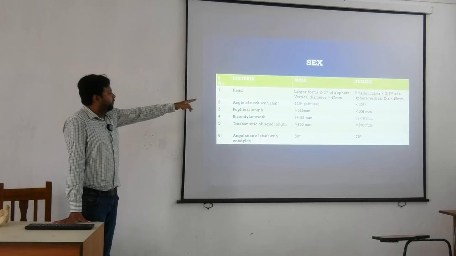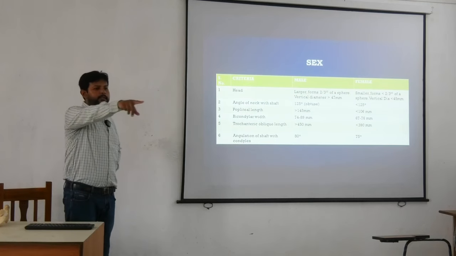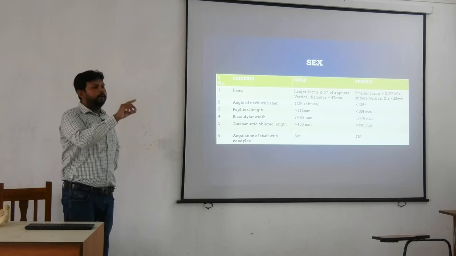Angle of the neck with shaft. Je angle ta ache, it will be obtuse, 125 degree.